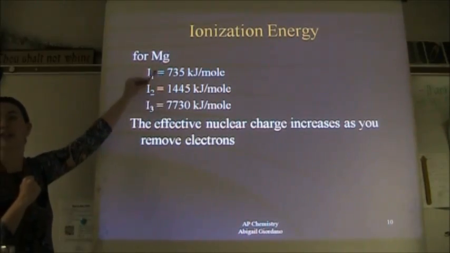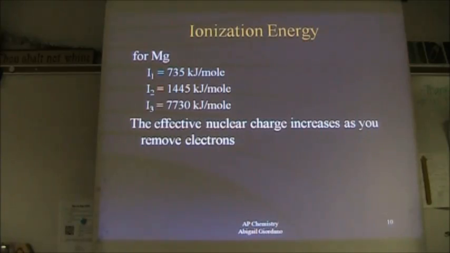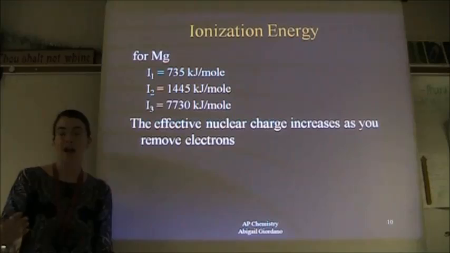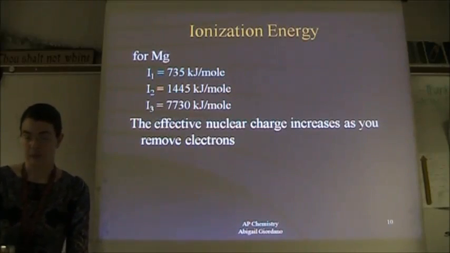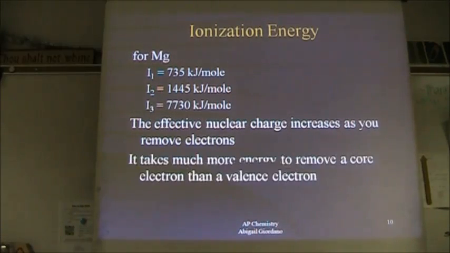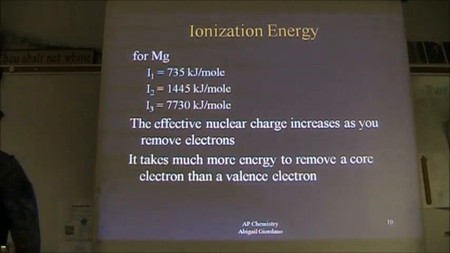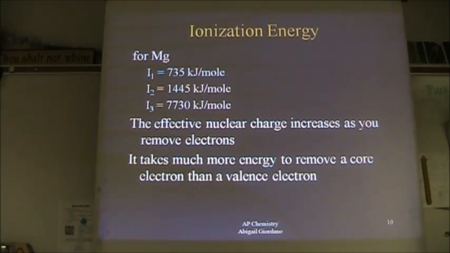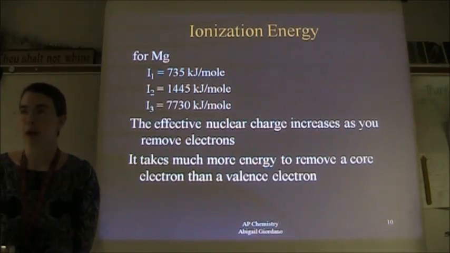You might see a question that says, explain why there is such a large increase from here to here. Much more energy is required to remove a core electron, and not just a core electron from a filled energy level. That's big time. Okay. It takes much more energy to remove a core electron than a valence electron. And not just any core electron, but a core electron from a filled energy level. Okay?